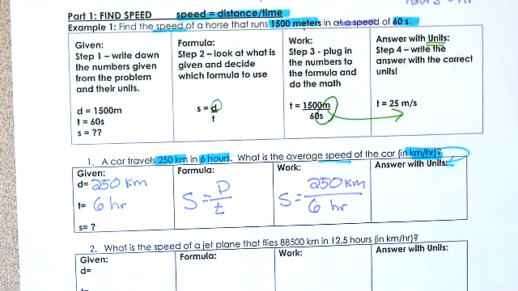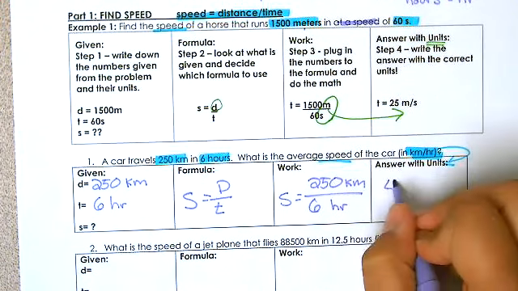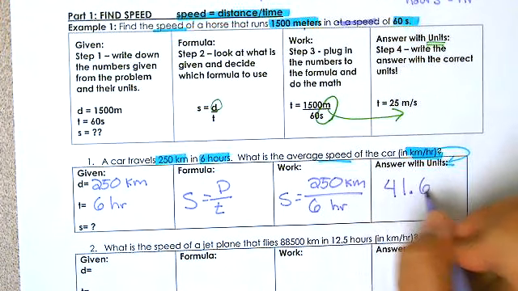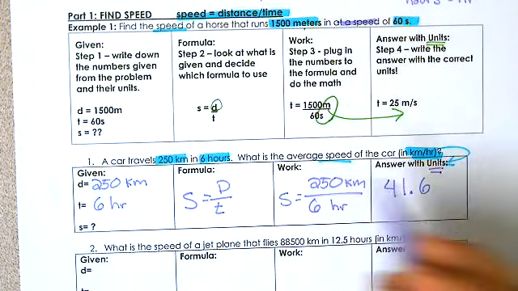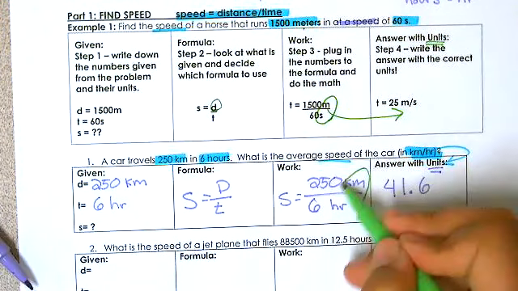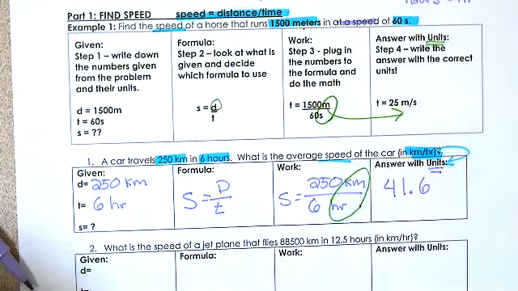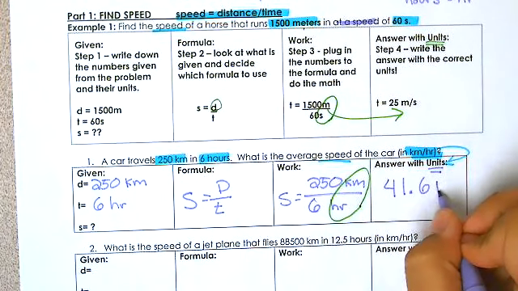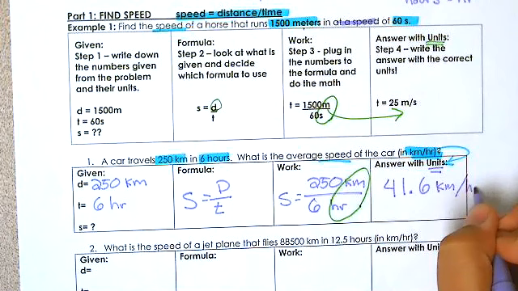Okay, let's put that in our calculator. Whatever's on top is going to go in the calculator first. So 250 divided by 6 is going to give us 41.6. Now, what units? Right here, kilometers per hour, which is what they told us it was going to be in. So km/hours.